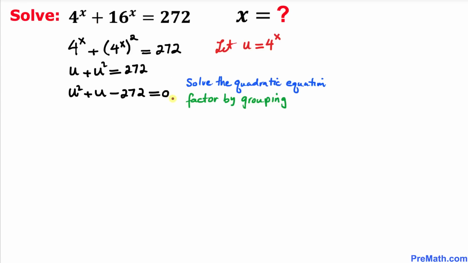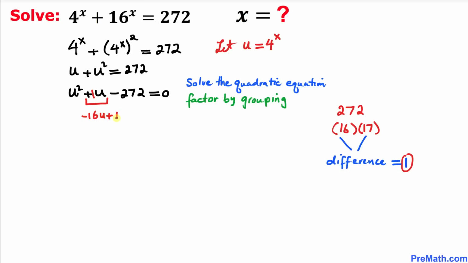And now we can see that this is our quadratic equation, and we are going to solve it by finding factors by grouping. Before we do that, let's focus on this constant 272. This could be factored into 16 times 17. And we can also see the difference between these two numbers, 16 and 17, is 1. So therefore, I can replace this 1u as negative 16u plus 17u, that is equal to 1u.